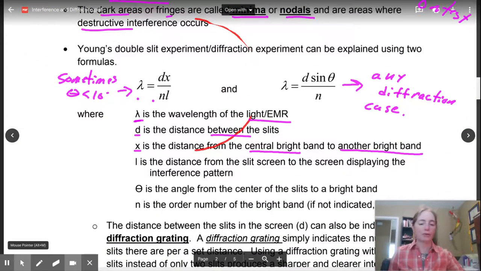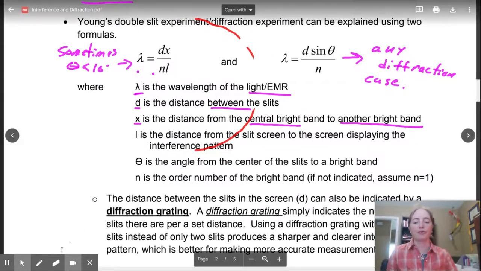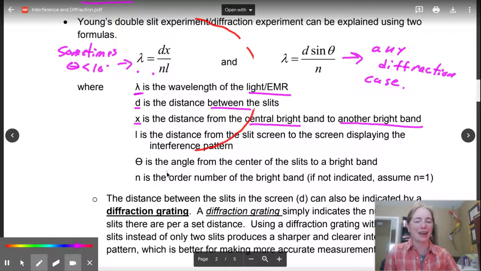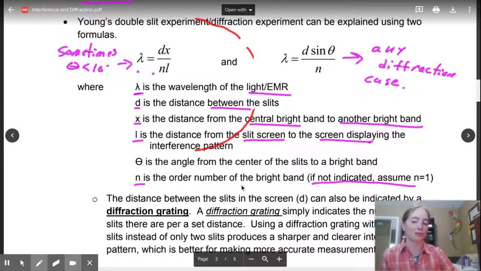So that's your order number of the bright band. Now, when you're doing your calculations, if it doesn't say otherwise, assume 1. The order of number, we've already talked about that one up there in the diagram. All right, now L and theta. We're going to talk about these together here. So L is the distance from the slit screen to the screen displaying the interference pattern. And theta is our angle from the center of the slits to a bright band.